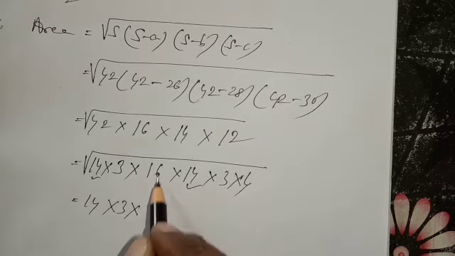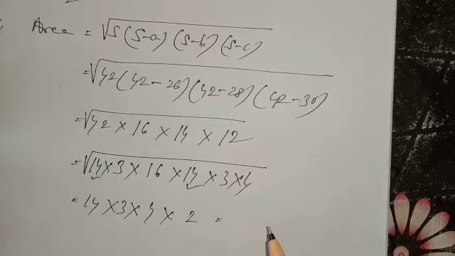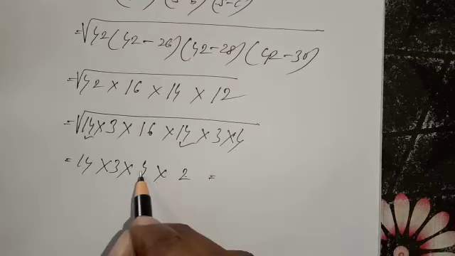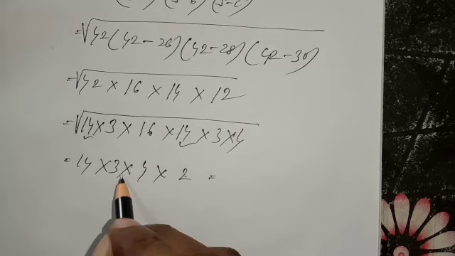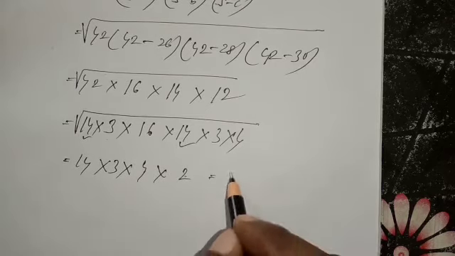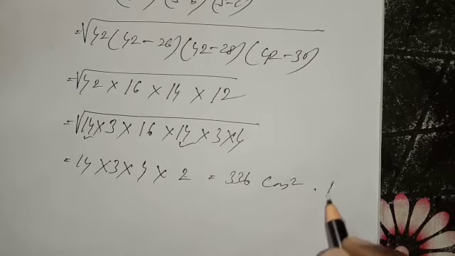Now 16 root over is how much? 4, and 4 root over is 2. Just multiply. 2 4 is 8. 8 8 3 is 24. 24 into 14, it will be 336 centimeters square. This is the area of triangle.